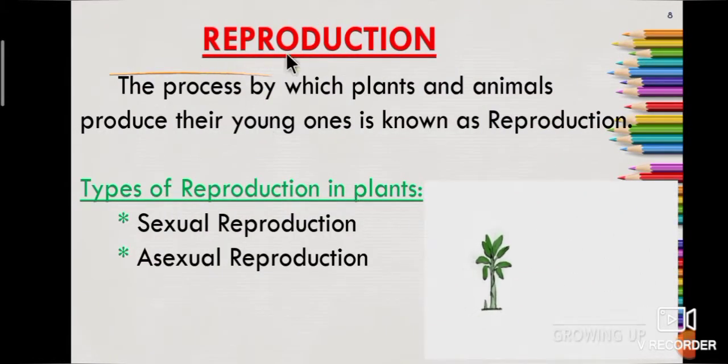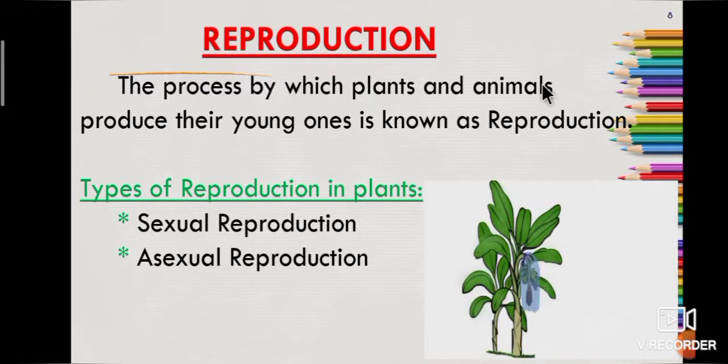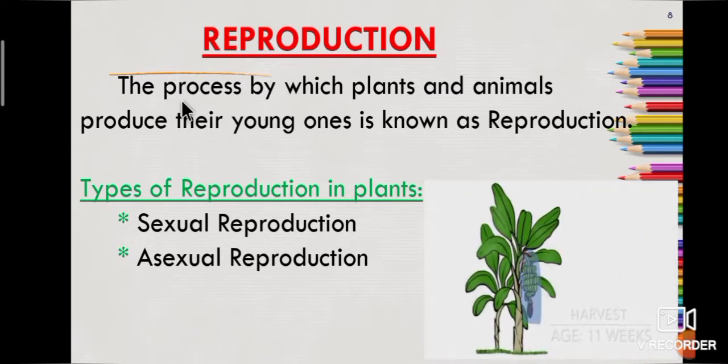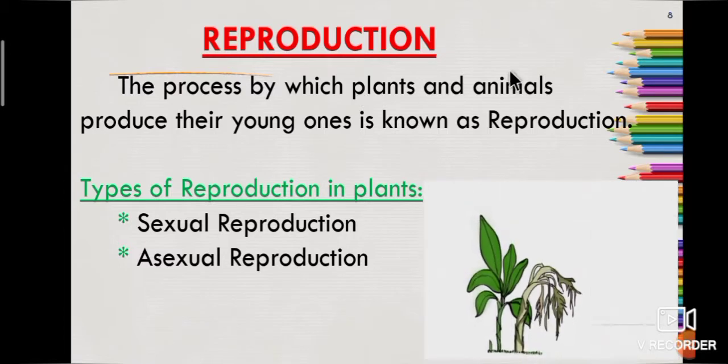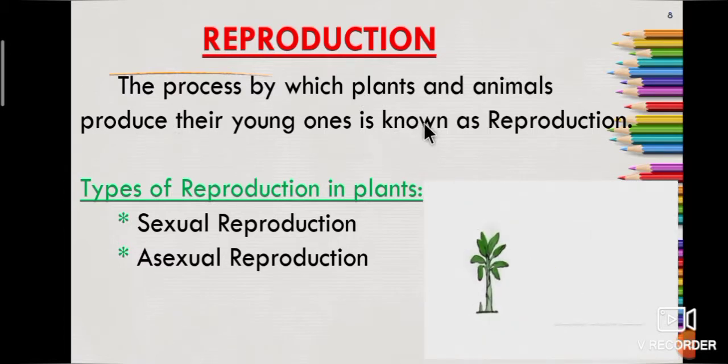Tell me, what is reproduction? The process by which plants and animals produce their young ones is known as reproduction.